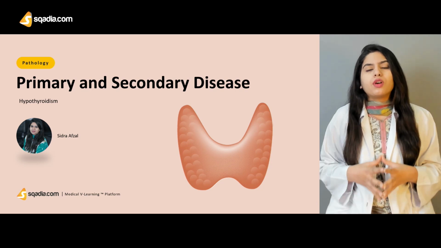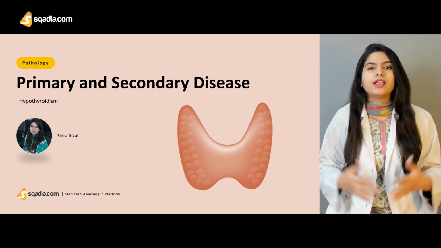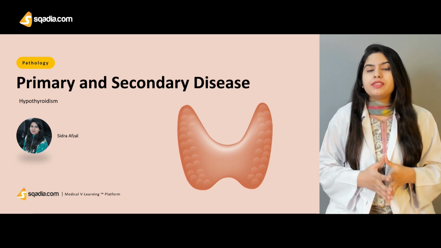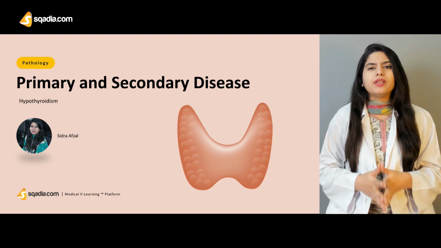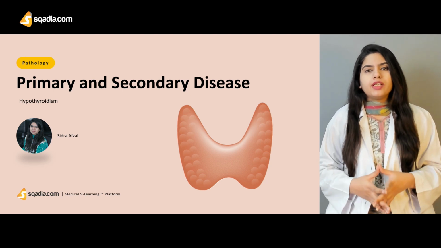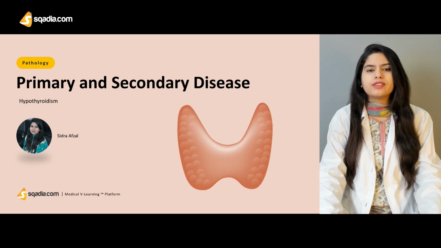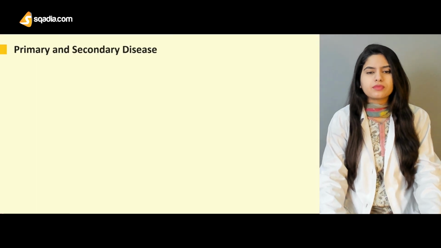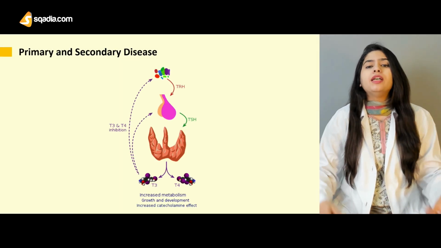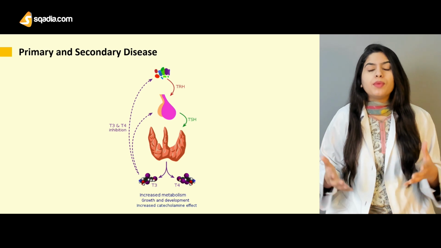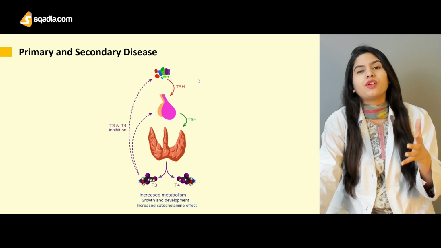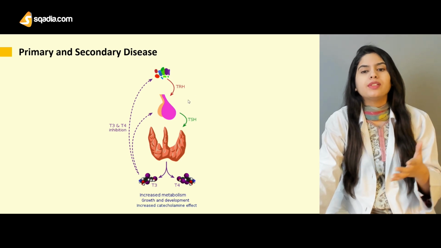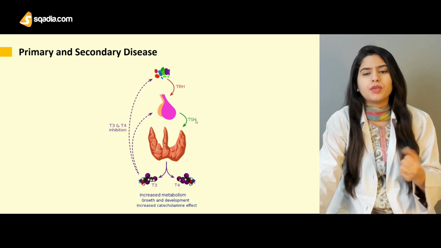Depending upon the cause of hypothyroidism, it can be a primary disease or a secondary disease. Now, what is the difference between primary and secondary hypothyroidism that we are going to discuss here? Look at this diagram. This is telling you about the normal physiology of thyroid hormone, how it is released, and we have discussed it.